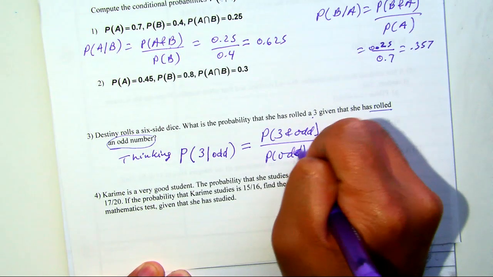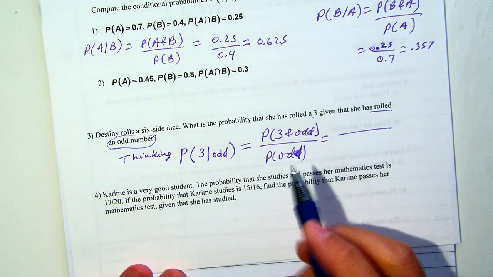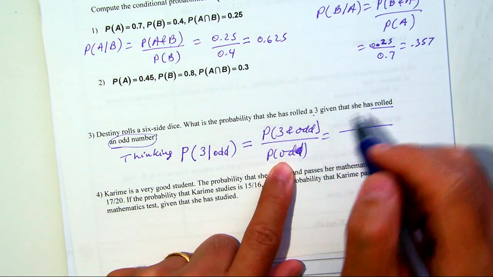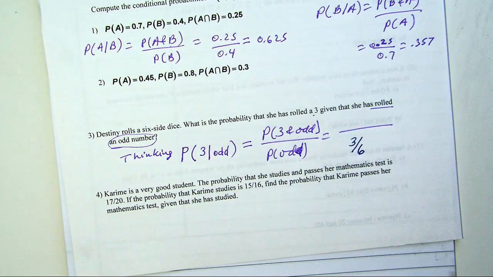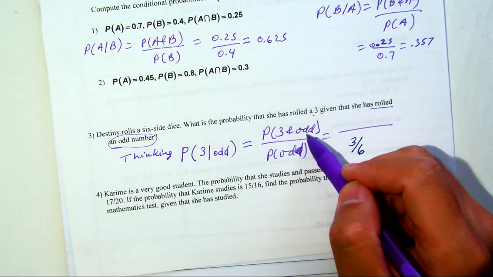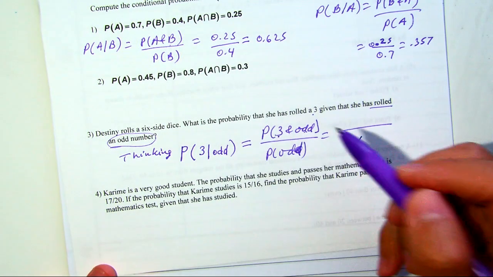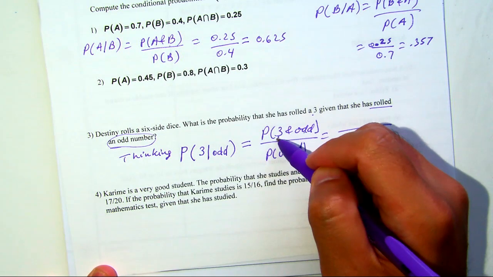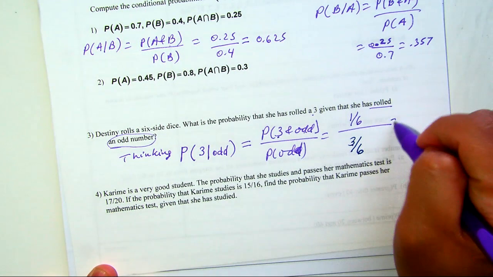So let's start with the given. How many odd numbers are there? There are 3 odd numbers out of 6 numbers. Next, it has to be odd and has to be 3. Well, there are 3 odd numbers, but there's only one number 3, so that's going to be 1 out of 6. So the answer is 1/3.